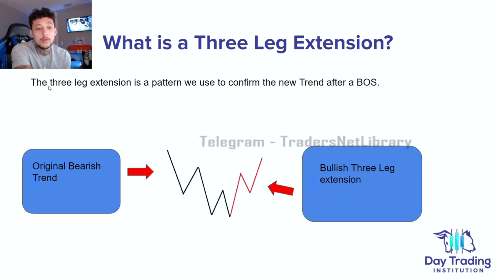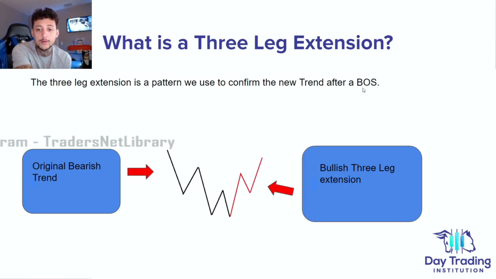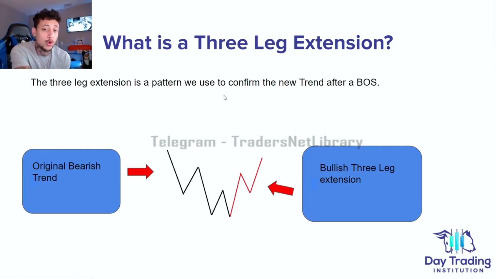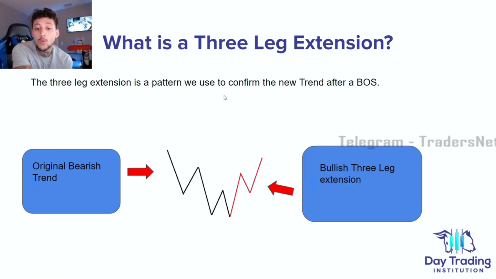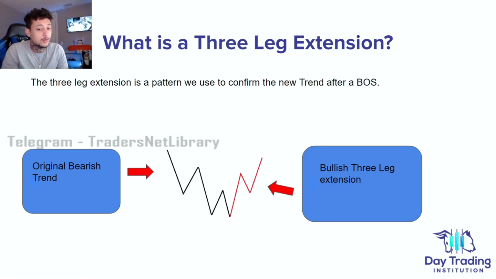Now, I believe I skipped one, but anyways, what is a three-leg extension? A three-leg extension is a pattern we use to confirm the new trend after a break of structure. So we're only going to find a three-leg extension after a break of structure. When there is a break of structure, you want to look for that three-leg extension to confirm the new trend.